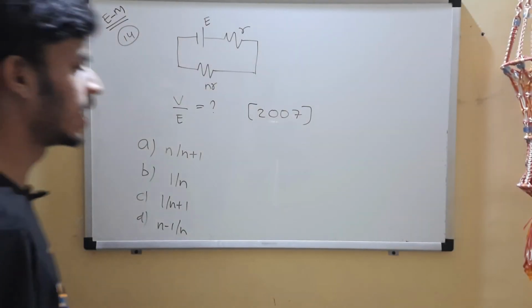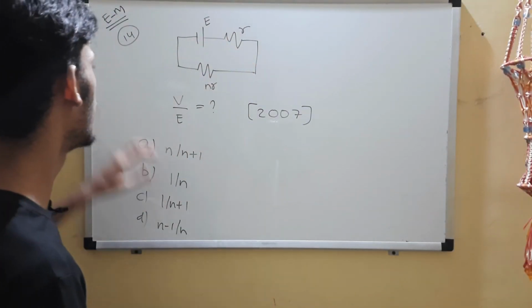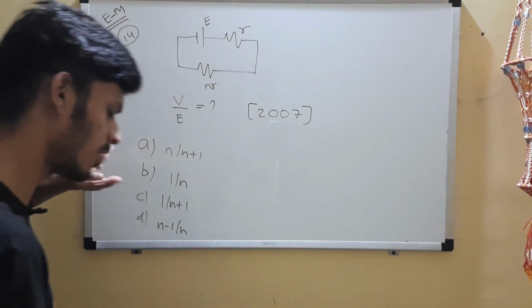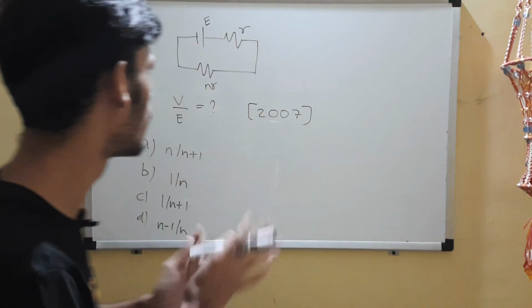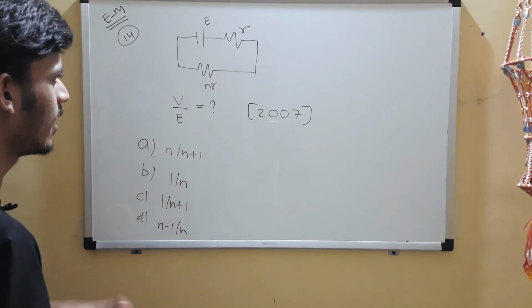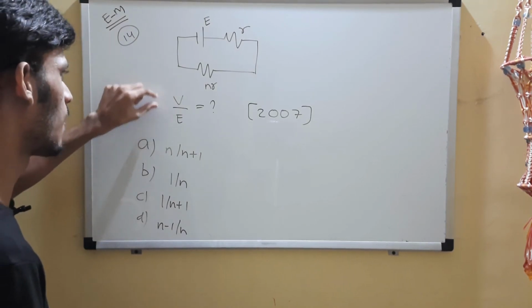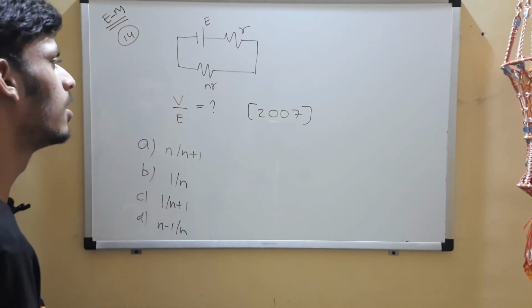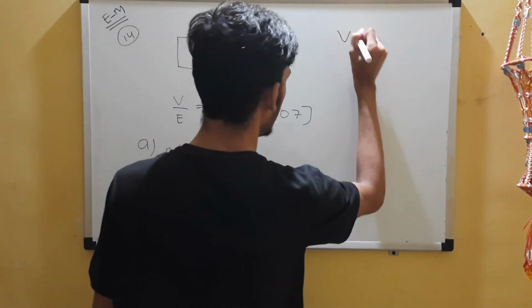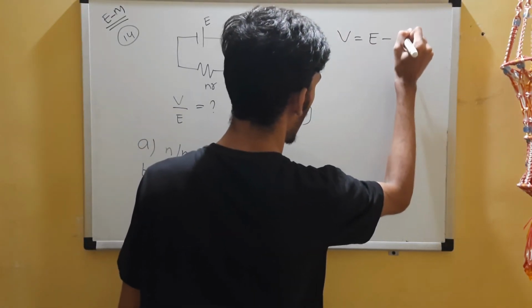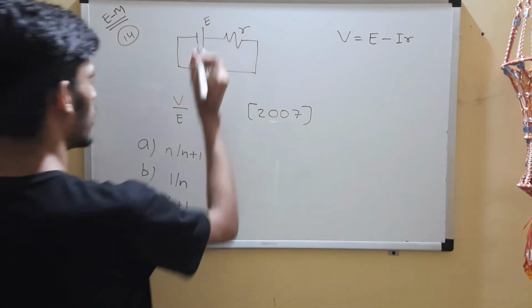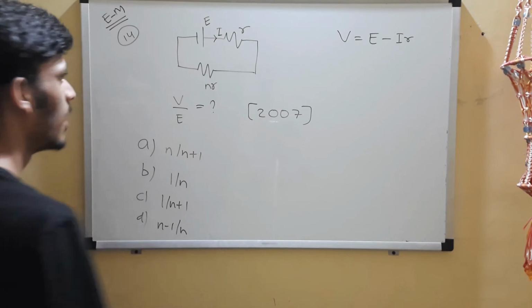So question 14 over here. In this question, you are supposed to find the ratio of the terminal voltage to the EMF of this cell. Okay, now the approach in solving this question may not be that straightforward. So follow me up. Here, first of all, I can write an equation which relates these two, which relates the terminal voltage with the EMF. So I will write V is equal to E minus I R, where I is the current flowing through the circuit. Okay, so let's find that current first.